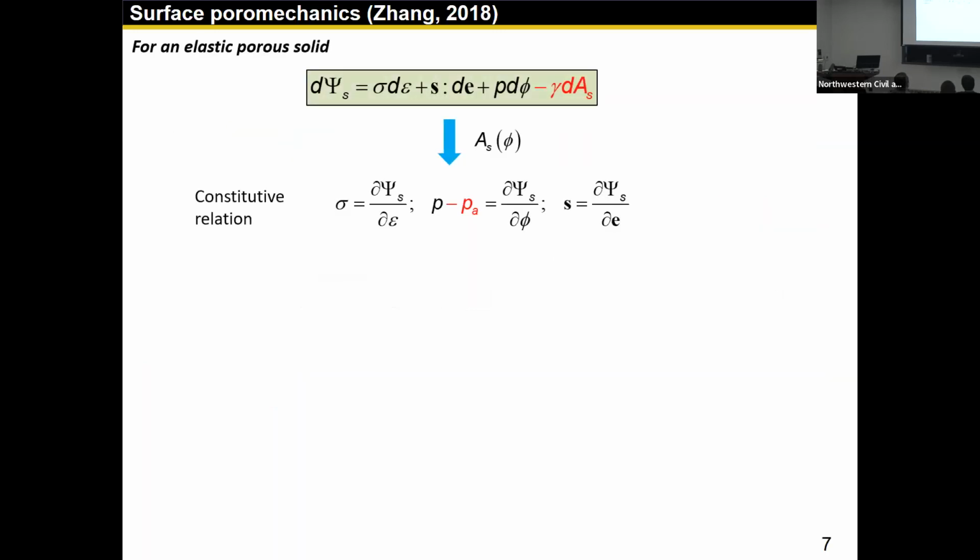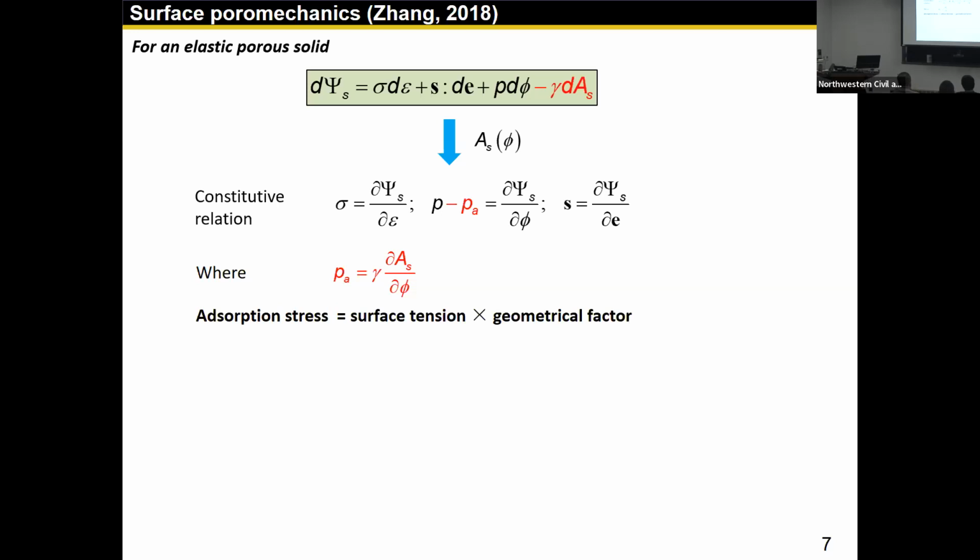For an elastic solid, let's explore that. Plug in this geometrical relation, and we get the constitutive equation in this format. Everything is similar to the classical Cauchy derivation, except the pore fluid pressure is now modified by a P_A term from the surface. We can call it the sorption stress, which is a multiplication of surface tension and a geometrical factor that characterizes the tortuosity of the pore network.